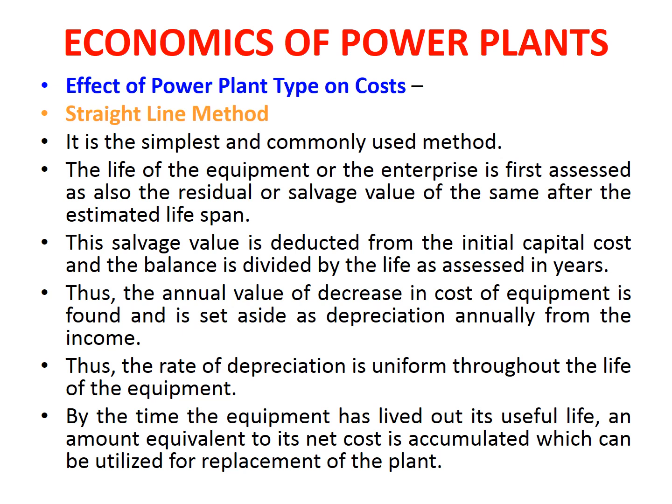Thus the annual value of decrease in cost of equipment is found and is set aside as depreciation annually from the income. So when we get the difference between the initial capital cost and the life assessed, this separate value is kept aside as depreciation. Therefore the rate of depreciation is uniform throughout the life of the equipment. By the time the equipment has lived out its useful life, an amount equivalent to its net cost is accumulated, which can be utilized for the replacement of the plant.